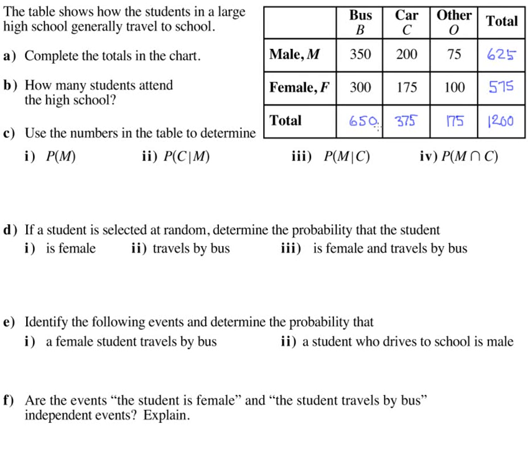And if we add in this direction, 725, 1025. I'm just making sure they add up to 1200 in this direction as well, and they did once I got my algebra straight. So, complete the totals in the chart. Done. How many students attend the high school?